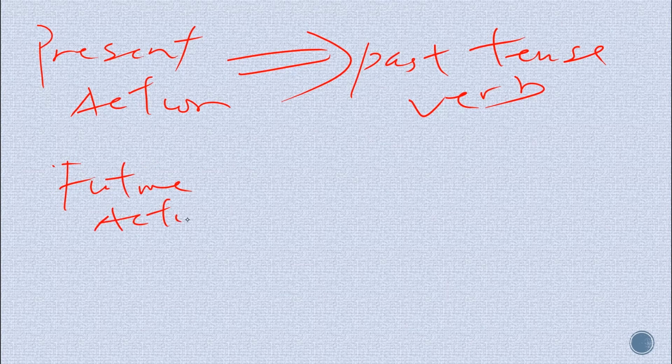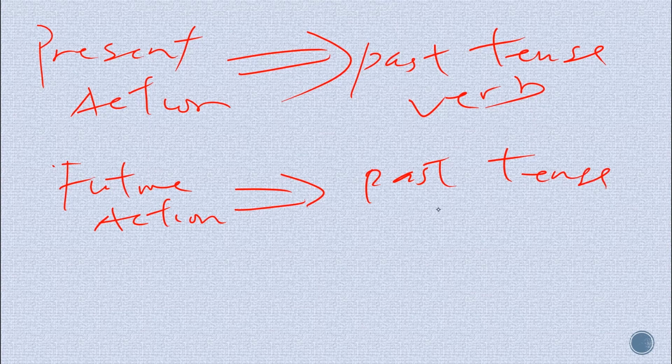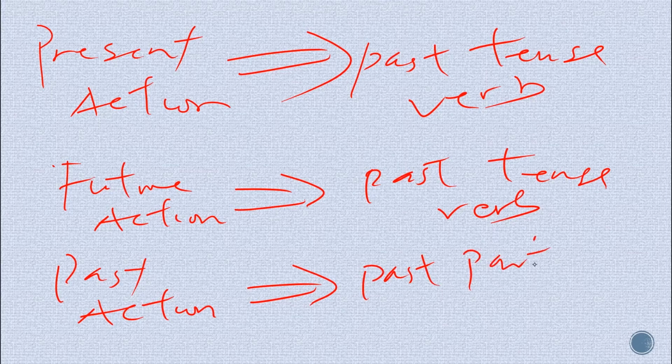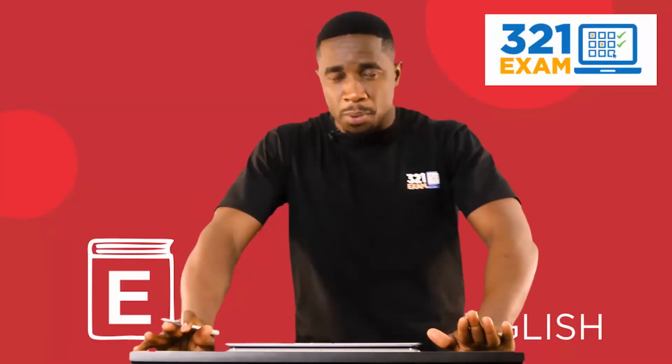A future action also goes with what? The past tense verb. We also have an action in the past, which I call the past action. And past action goes with what? The past participle. Now you ask yourself a very simple question.